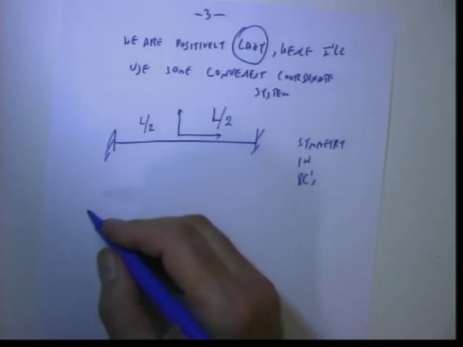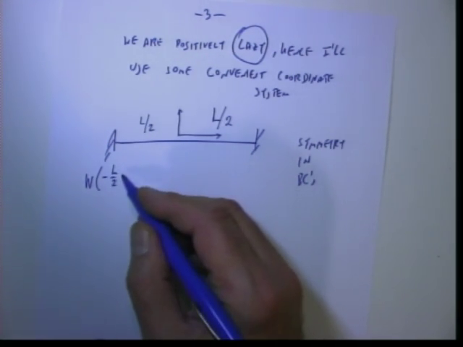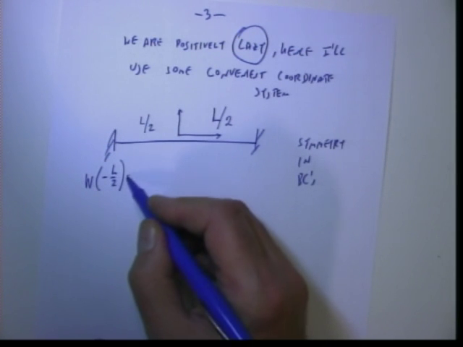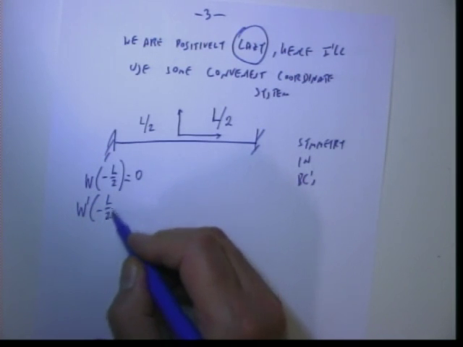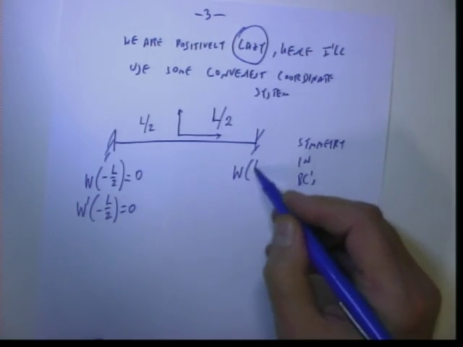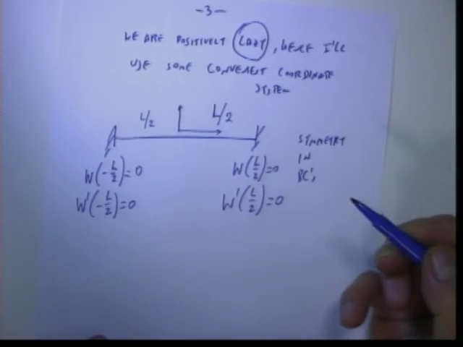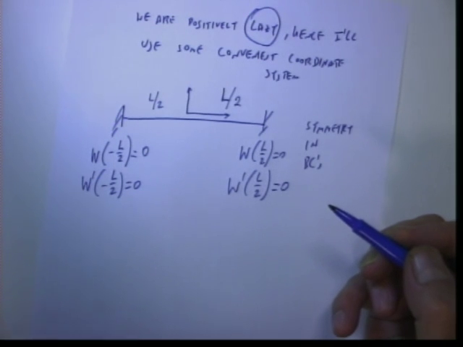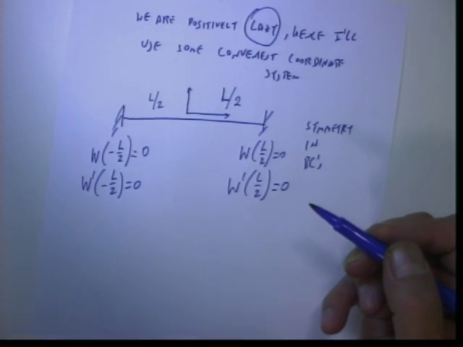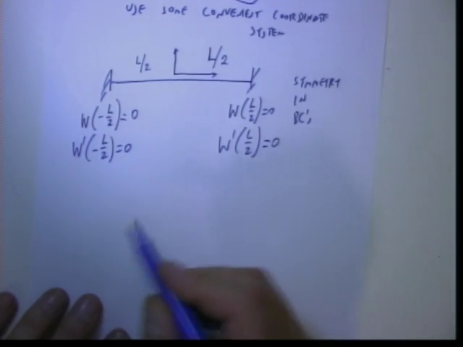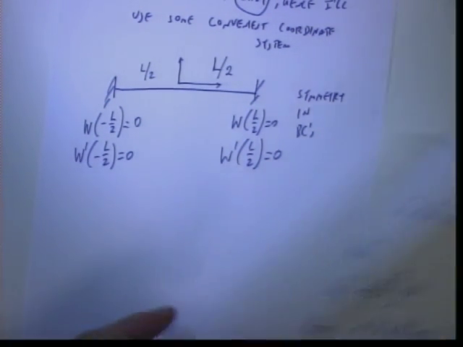So then the boundary conditions are W at minus L over 2 equals 0, and W prime at minus L over 2 equals 0. W at L over 2 equals 0, W prime at L over 2 equals 0. Maybe indeed for clamped things, it makes sense to put the coordinate system in the middle. So what are the conditions then? Okay, let me put this in front of me.